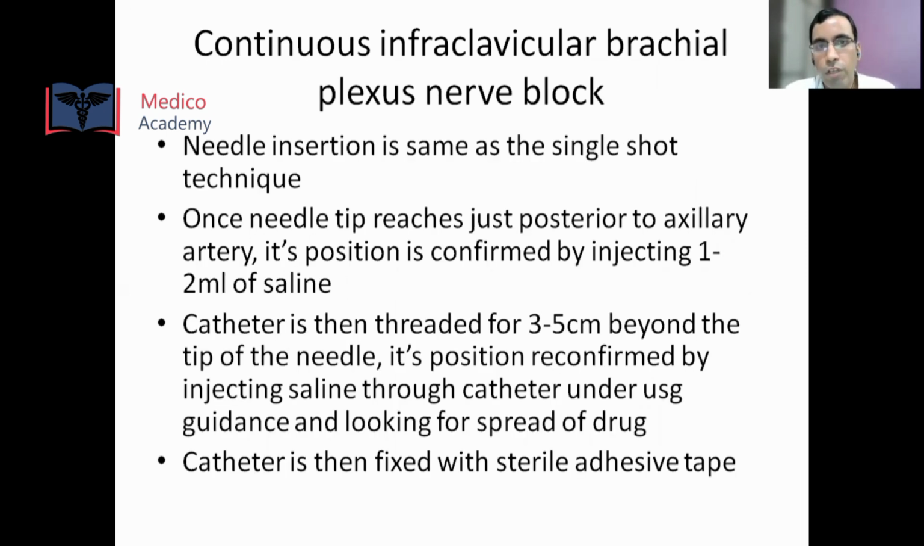For continuous infraclavicular brachial plexus block, the needle insertion is the same as the single shot technique. Again, once the tip of the needle is at its appropriate position, the position is confirmed by using 1 to 2 ml of saline, and then the catheter is threaded for around 3 to 5 centimeters beyond the tip of the needle. Again, the tip of the catheter should be reconfirmed by injecting 2 to 3 ml of saline through the catheter. And once we are confident the position of the catheter is at the appropriate place, the catheter is fixed using a sterile adhesive tape.